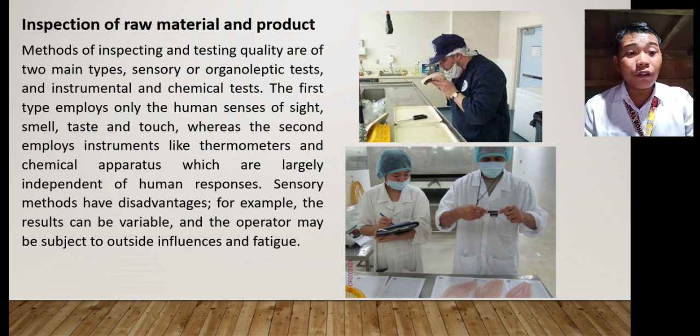So, sensory methods have disadvantages. For example, the results can be variable and the operator may be subject to outside influences and fatigue. With sensory testing there can be bias, or the inspector may get health problems, most especially if the fish smells bad and the inspector smells it. It will affect their health. So outside influences and fatigue come in.